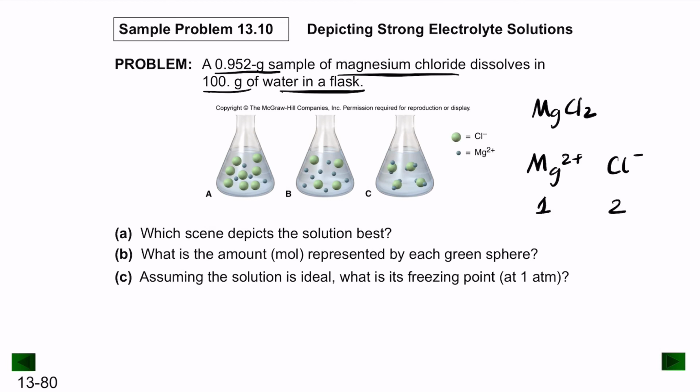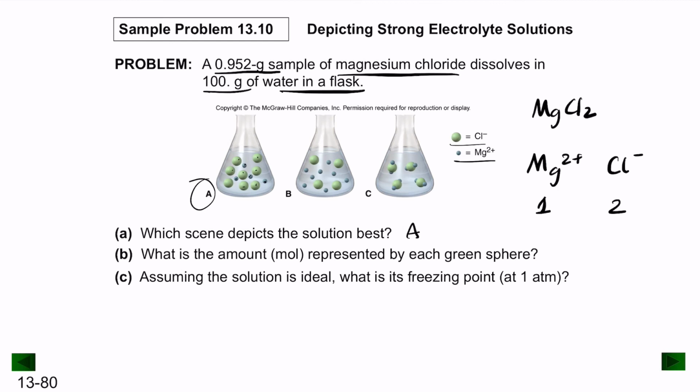So which scene depicts them the best? Let's take a look at this here. The blue one is magnesium and the green one is chlorine. For every 1 magnesium there should be 2 chlorine. So in the first one you notice that there are 1, 2, 3, 4 magnesium, and 1, 2, 3, 4, 5, 6, 7, 8 chlorine. So A is the answer.